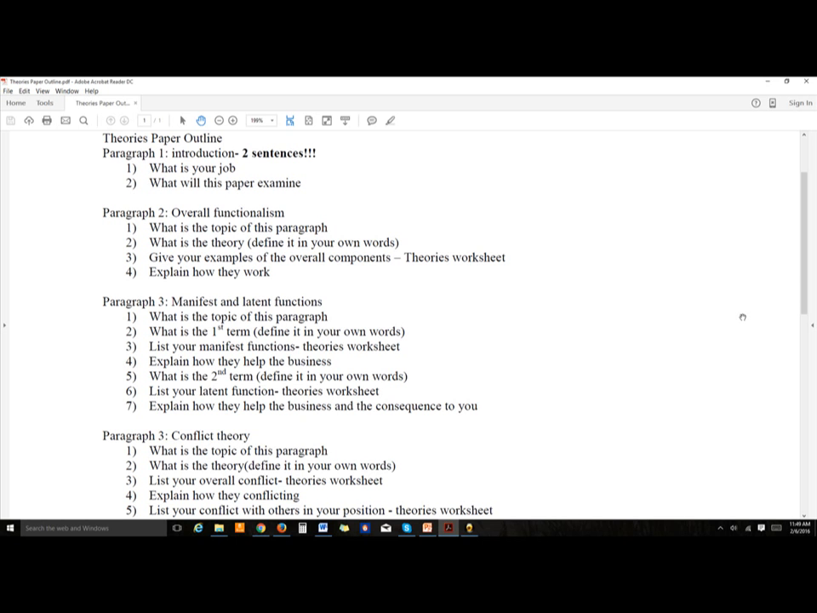So the theories paper is all about applying the three major theories that you learned about for Module 2 into your job. Now, notice I say it's the job, not you personally. This is not a paper about you. It's about the job itself, which is why you have your theories worksheet paper that we were filling out. So in order to write this paper, there are roughly 7 paragraphs that you're going to have.